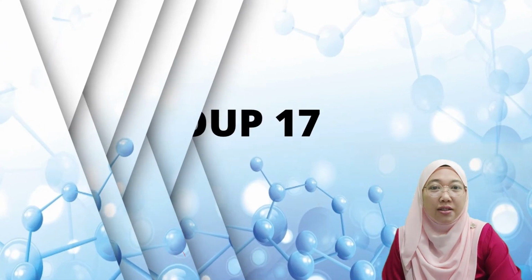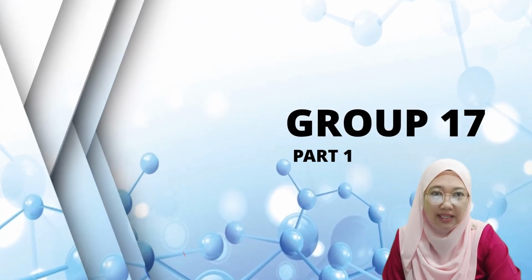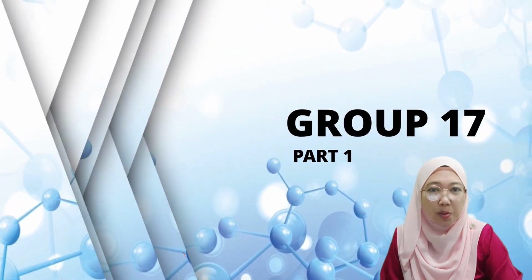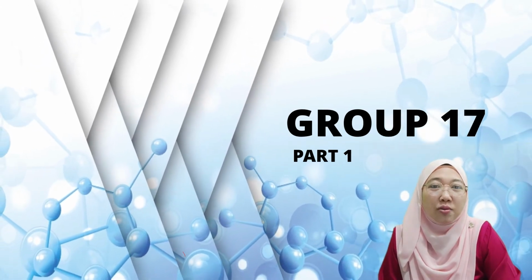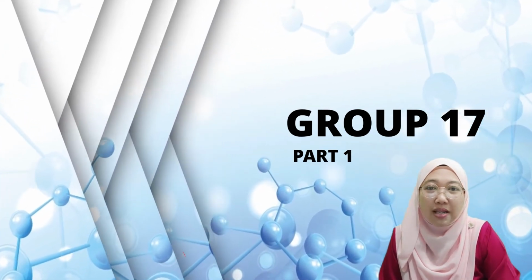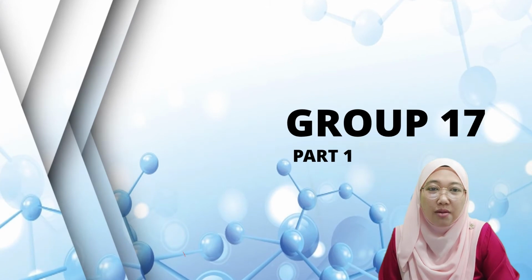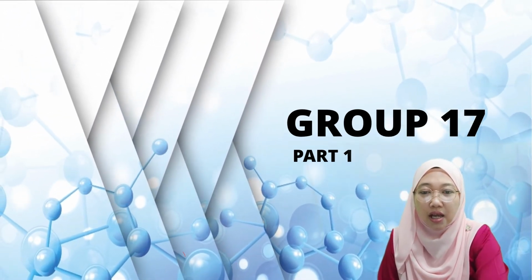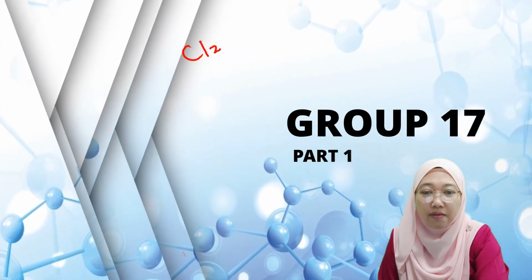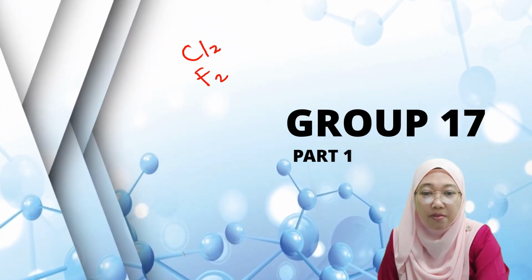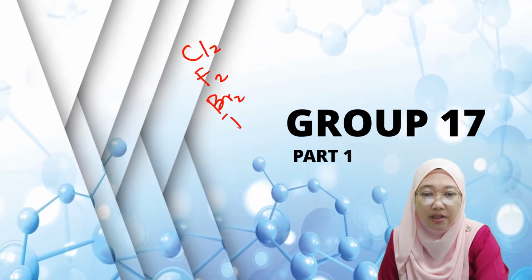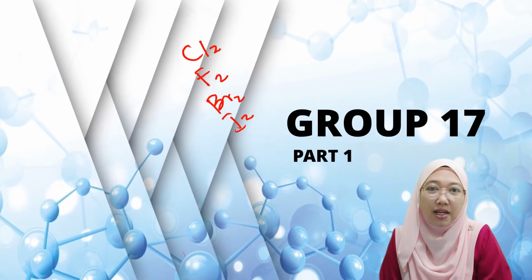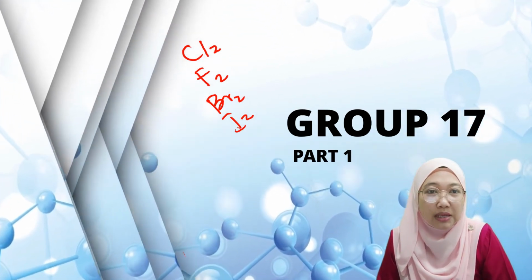Down with new chapter, group 17, and this is part 1. Okay, apa yang awak tahu pasal group 17? Apa elemen dalam group 17? So dalam group 17 kita ada chlorine, fluorine, bromine kan, dan iodine. Okay. Kemudian apa lagi yang kita tahu pasal group 17?